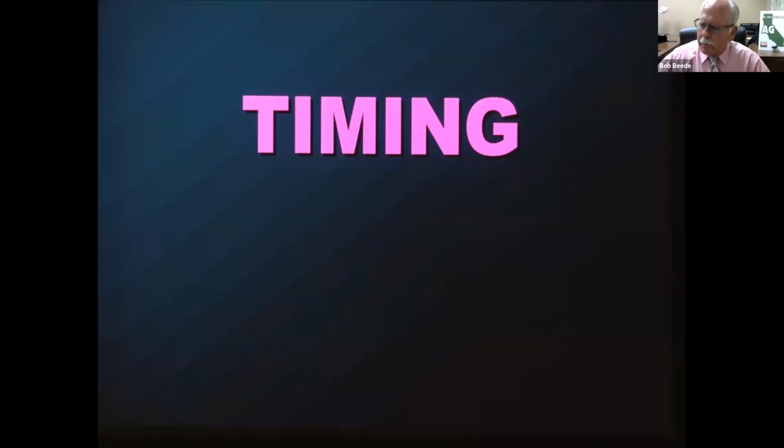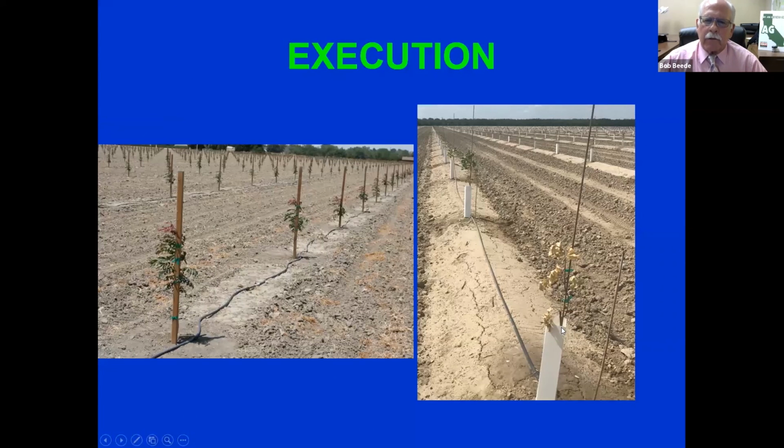Talked a little bit about timing. Timing is critical. You want to have a plan, and you want to follow it, and you want to vet your plan with the experienced pistachio producers to be sure that you have not forgotten an important question to ask. And certainly execution is critical.